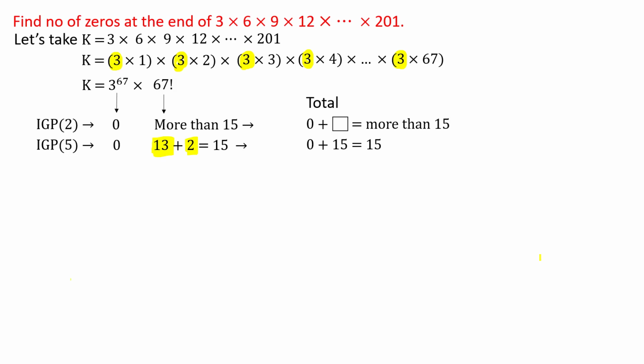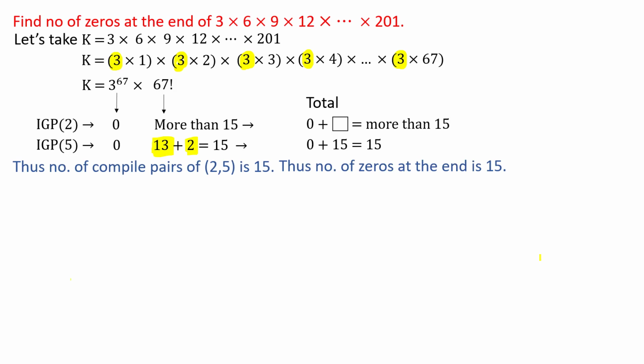So overall there are 15 5s and more than 15 2s. So how many complete pairs of 2 and 5 can we form? A total of 15 complete pairs of 2 and 5 can be formed, so the value of k ends with a total of 15 zeros. Now let's do one more question of the same type.